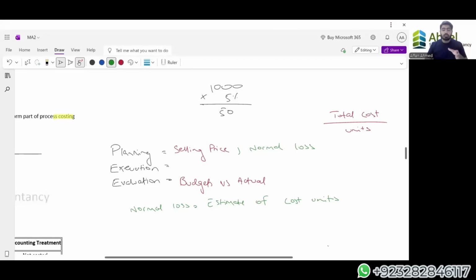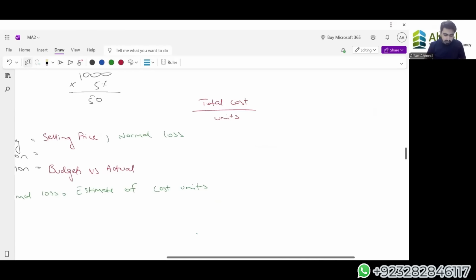So here in this phase, we would try our best to recover the loss that we are having. In the planning phase, once we identify the normal loss, we try to recover the loss from the units that are sellable in nature. So how can we do that? That's a simple process.